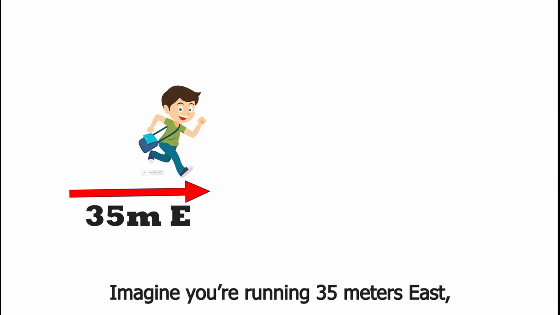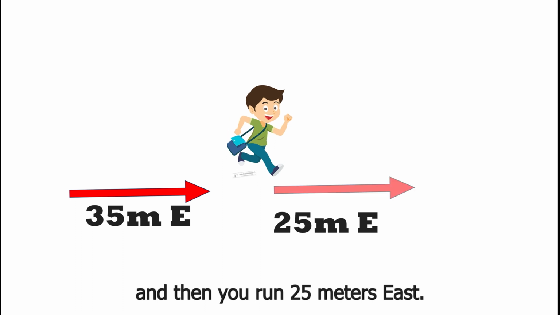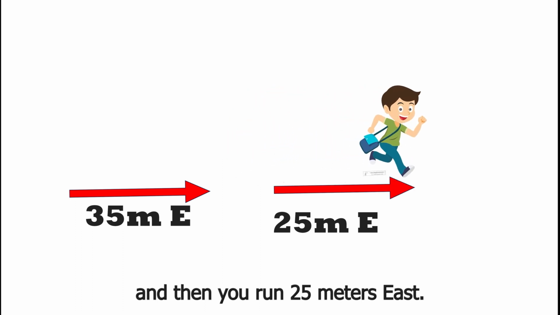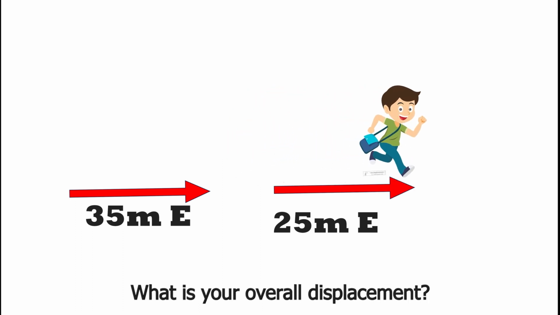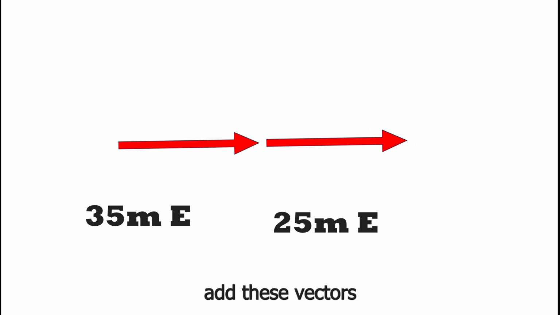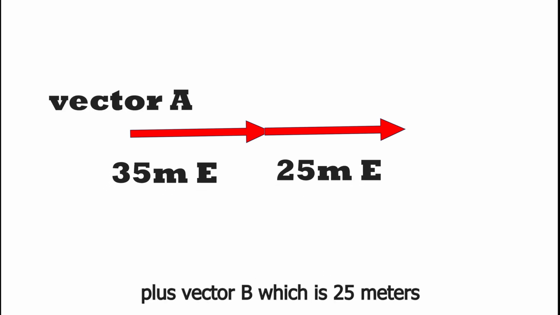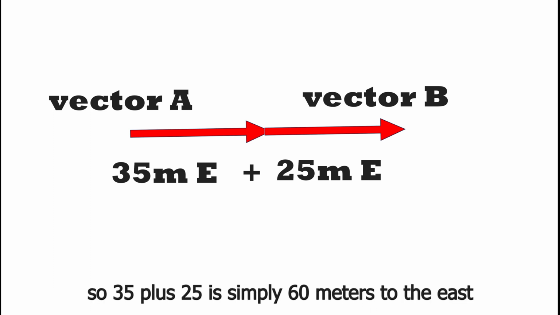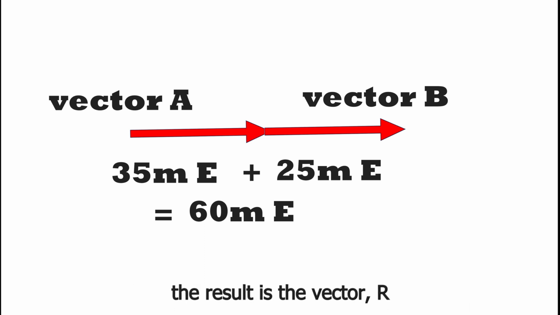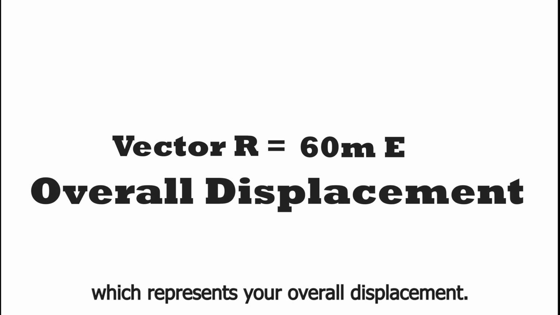Now, let's see this in action. Imagine you're running 35 meters east, and you rest for 20 seconds. And then again, you run 25 meters east. What is your overall displacement? To find your displacement, add these vectors head to tail, so vector A is 35 meters plus vector B, which is 25 meters. So 35 plus 25 is simply 60 meters to the east. The result is the vector R, which represents your overall displacement.